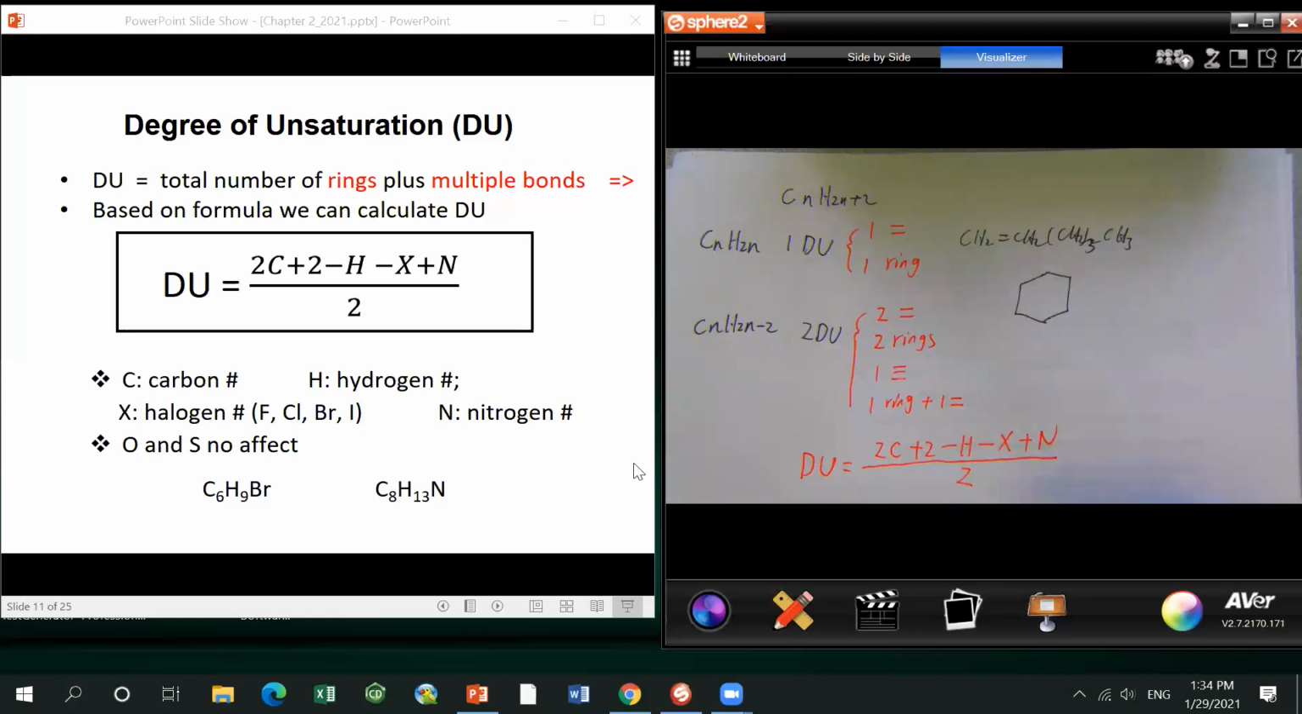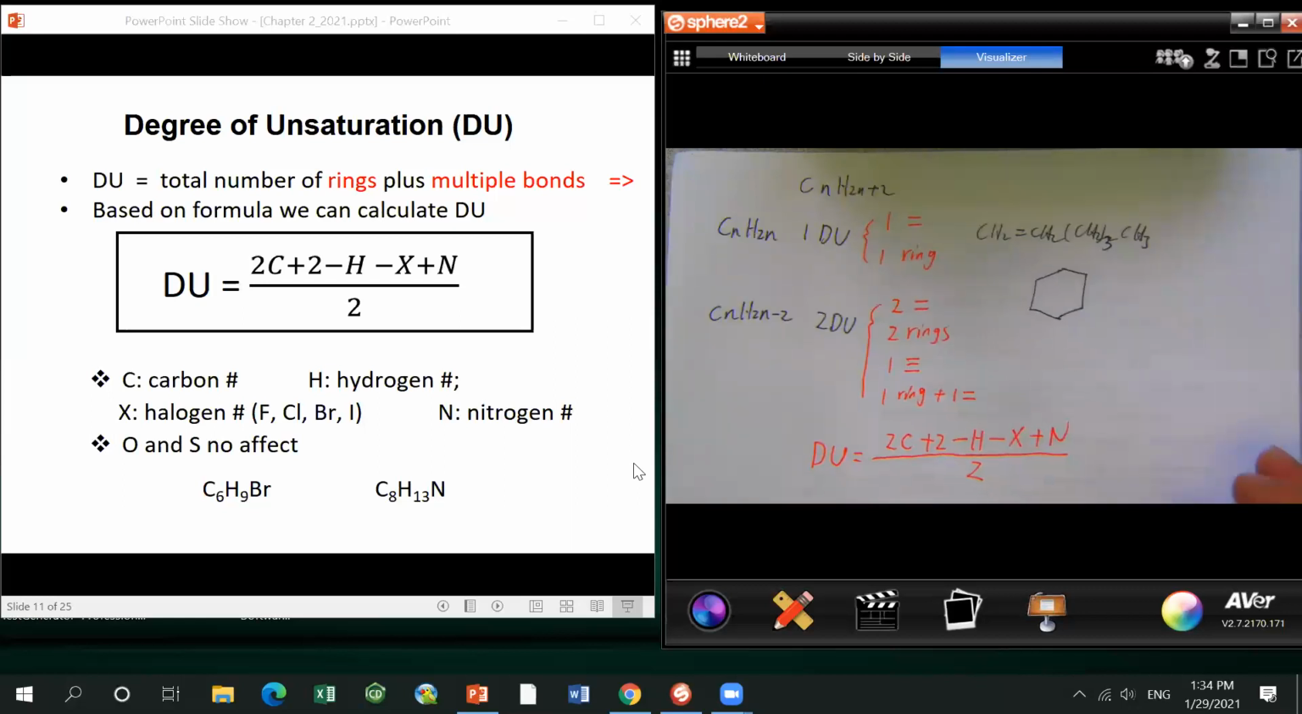Normally the answer has to be positive; it cannot be negative. It also has to be a whole number, so we cannot get a half degree of unsaturation. Someone asked about sulfur and oxygen. Sulfur and oxygen have no effect on the degree of unsaturation. If you see sulfur or oxygen in the molecular formula, just ignore it. Only worry about the carbon, hydrogen, halogen, and nitrogen numbers.